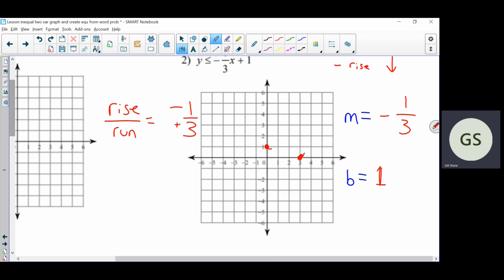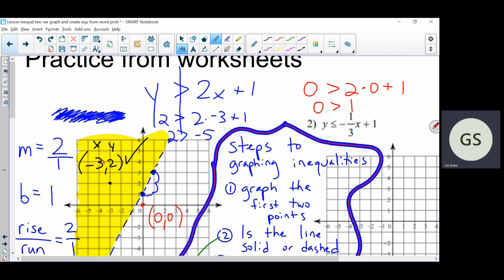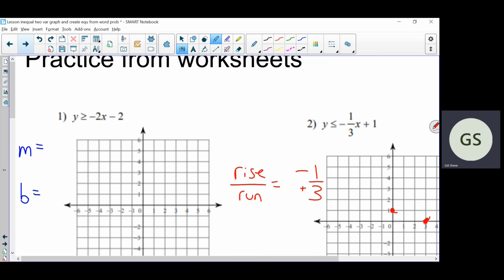All right, so I have my 2 points. And if you remember, or you wrote it down, the first step was getting the 2 points. Now we do the second step, which is because we do need to draw a line in, but we need to figure out, is that going to be a solid or a dashed line? That one's gonna be dash.